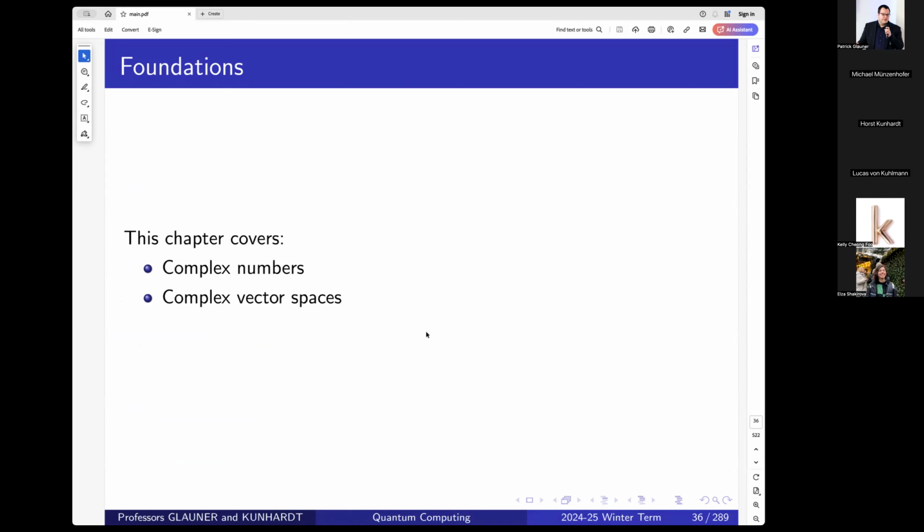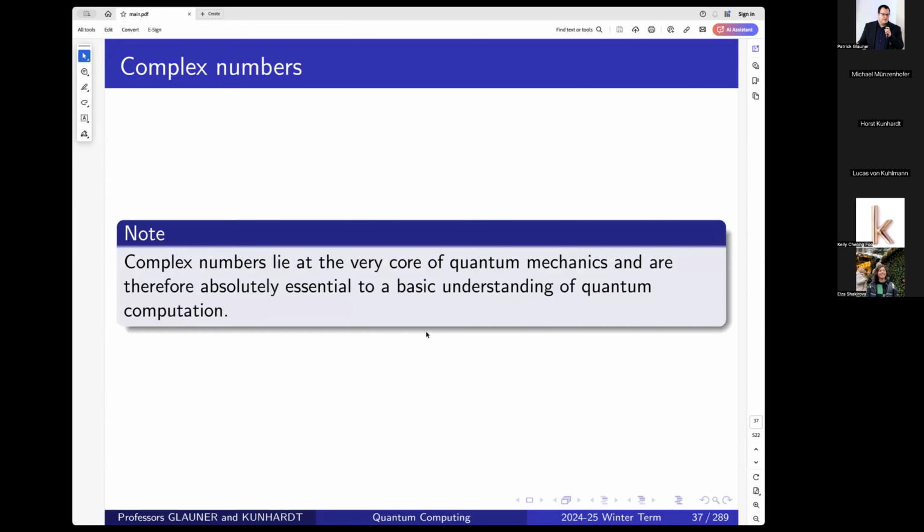But first, before we get there, we need these complex vector spaces to describe our quantum mechanics and eventually our fundamental gates. Because when you look at traditional computing, what you work with is Boolean logic. And here we need complex vector spaces in order to build our fundamental gates. Complex numbers are the very foundation of quantum mechanics, and it's absolutely essential that you understand complex numbers in order to be able to reasonably continue with this course.